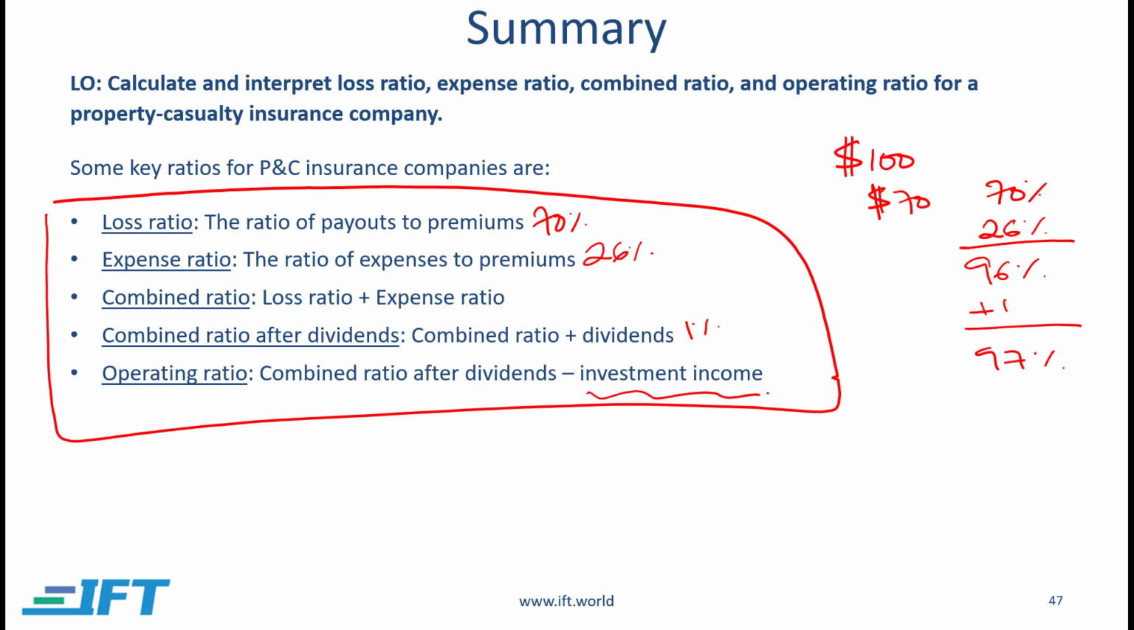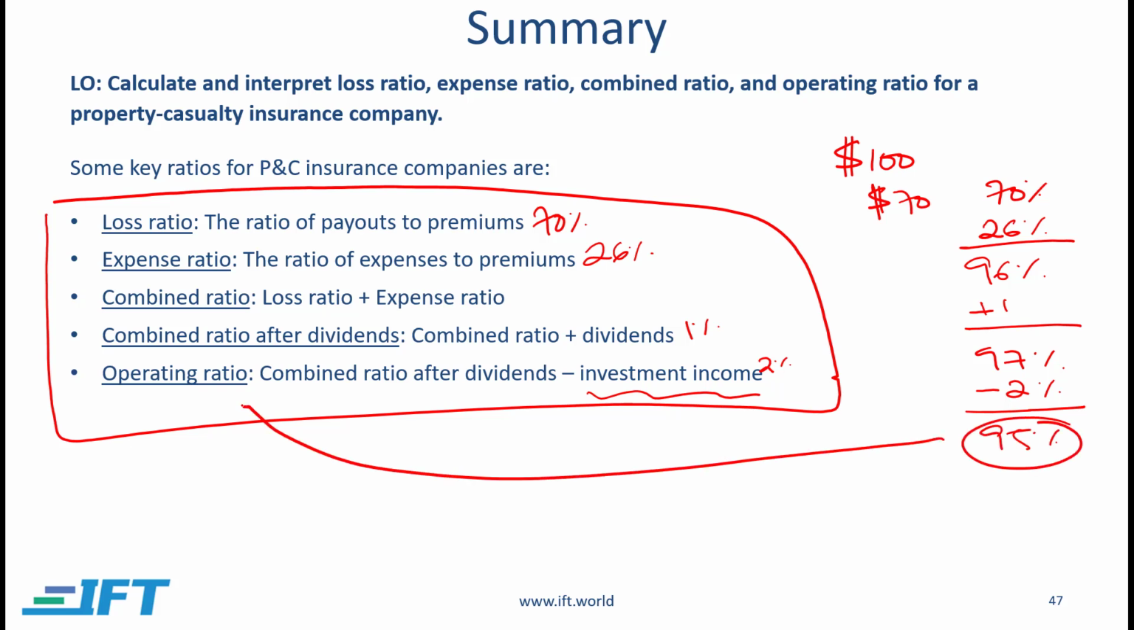However, since you're receiving the premiums at the start of the year, you don't have to pay out the payouts and the expenses until sometime later during the year or at the end of the year. So you are able to earn interest on that income, and let's say that is 2%. That will be subtracted from the expenses again, and what you will have is 95% as your operating ratio, which means 100 minus 95 will be 5%, which is going to be your net income.